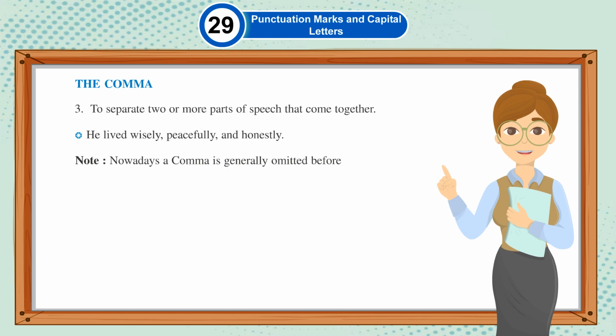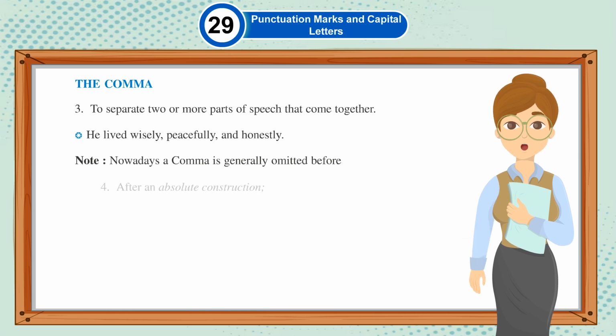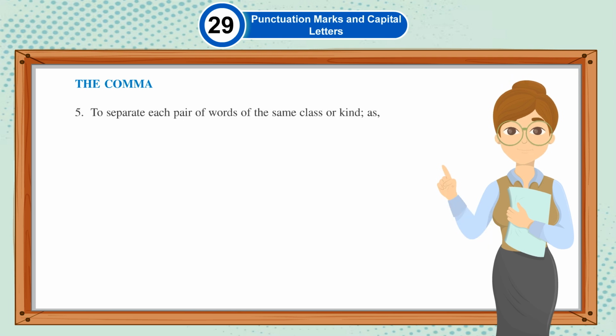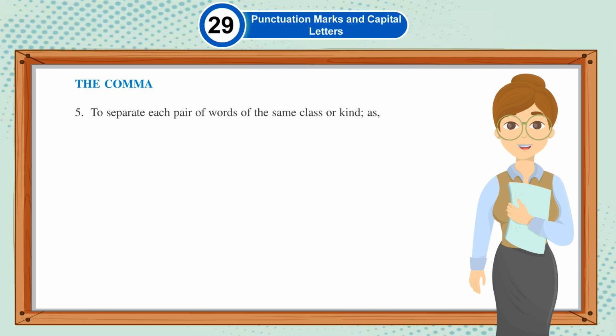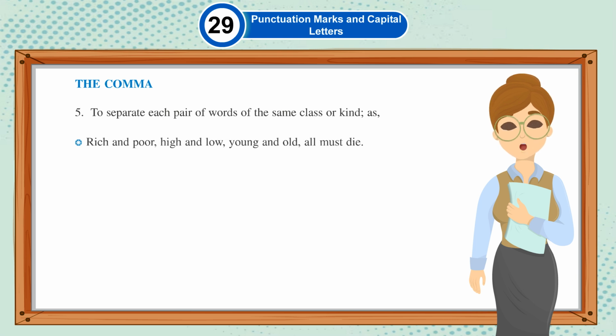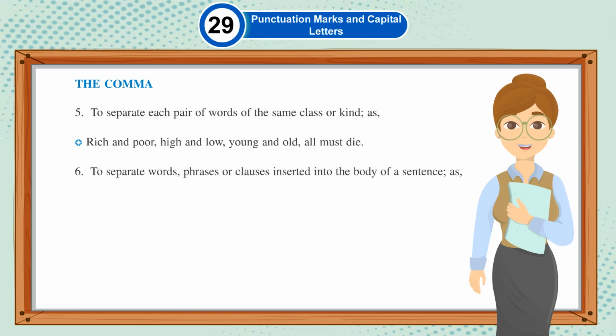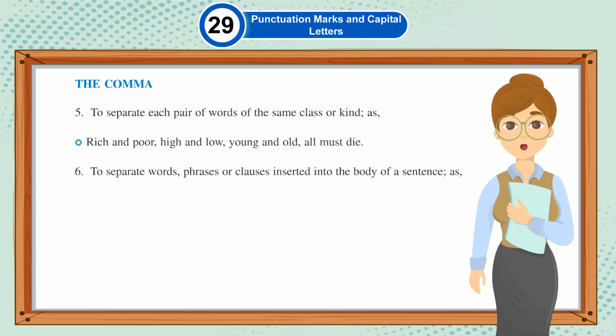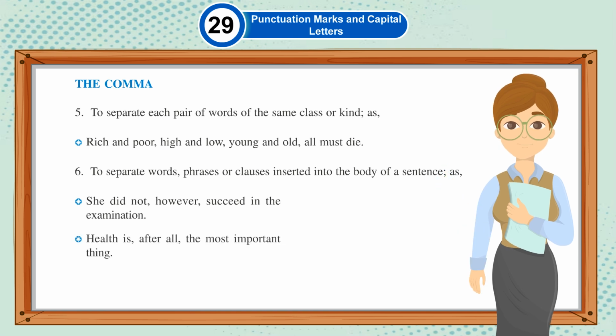Note: nowadays a comma is generally omitted before and after an absolute construction, as: The sun having set, they returned home. Having done his work, he went to bed. To separate each pair of words of the same class or kind, as: Rich and poor, high and low, young and old, all must die. To separate words, phrases or clauses inserted into the body of a sentence, as: She did not, however, succeed in the examination. Health is, after all, the most important thing.